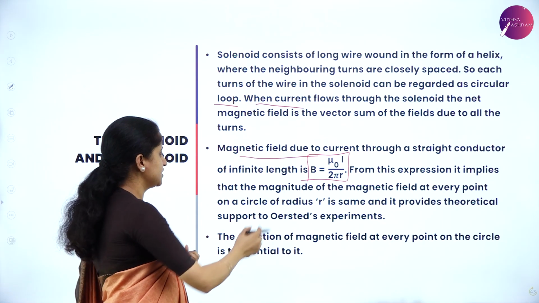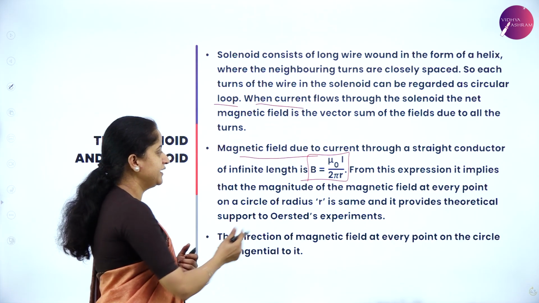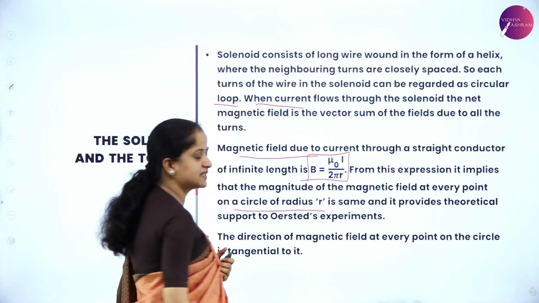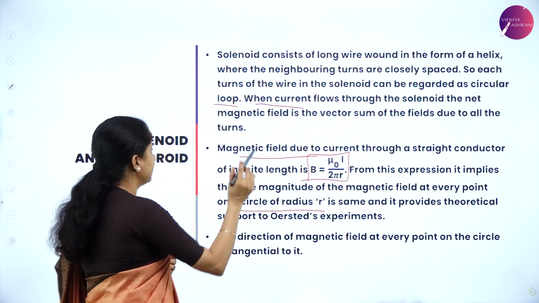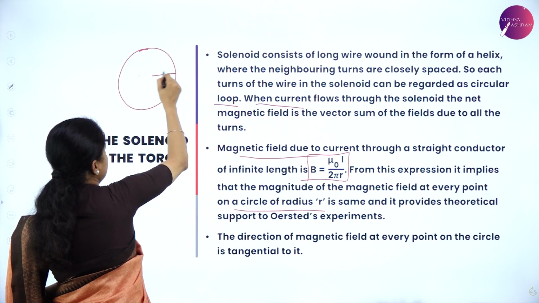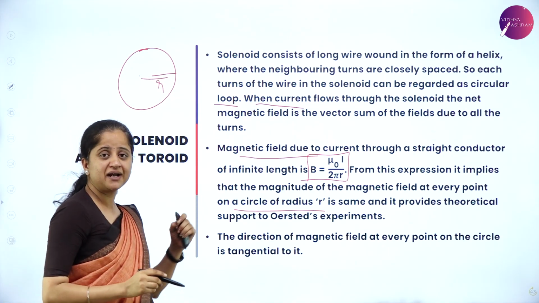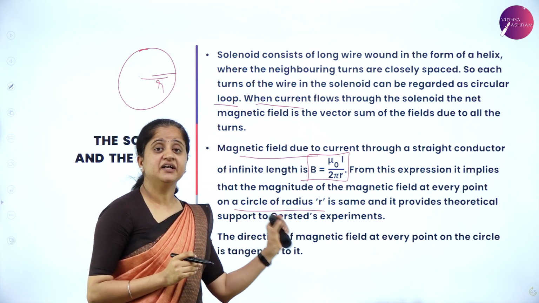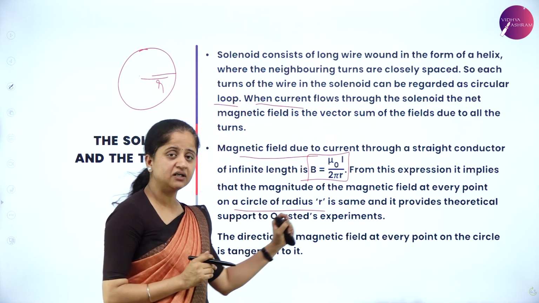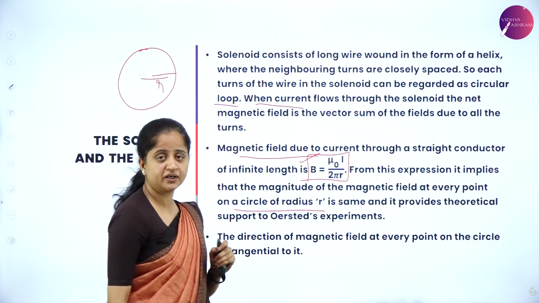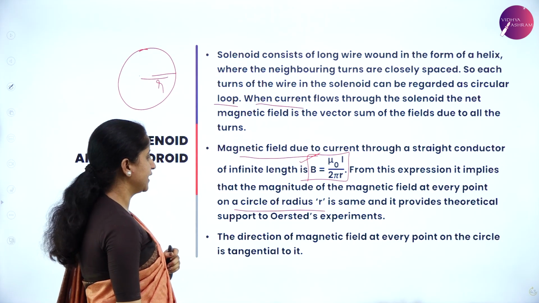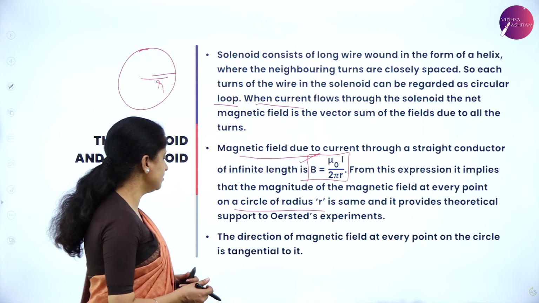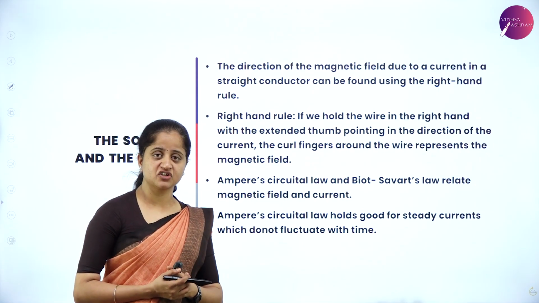From this expression, it is clear that the magnitude of magnetic field at every point on a circle of radius r is the same, because we have considered a circular coil of radius r. At every point the magnetic field is tangential to the circle. Since it is tangential, the magnetic field at every point on a circle of radius r is B equal to mu naught into I divided by 2 pi r, because we know that the magnetic field is tangential to the circumference of the circle. But how to find the direction of magnetic field?